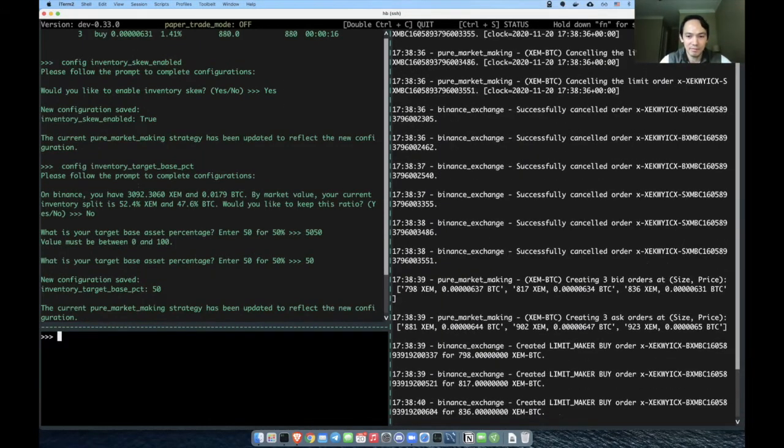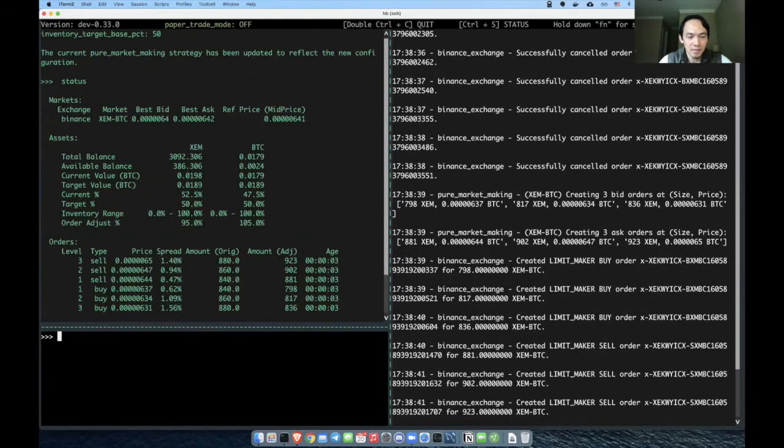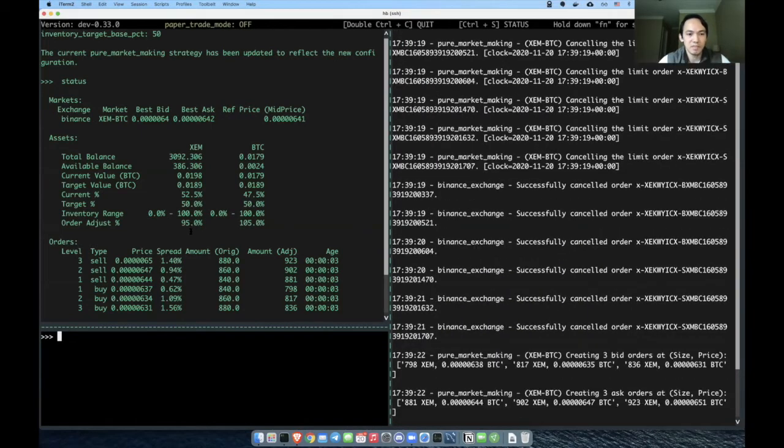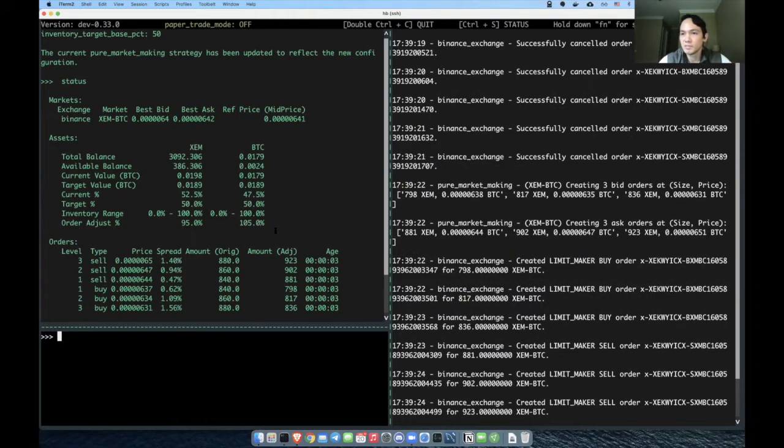Great. If I hit that status again, you can see it's already kicked in. Since I'm slightly overweight in a small amount of ZEM, it has increased the size of my sell orders slightly by this ratio, and decreased the size of my buys. When we input it, the bot was going to create orders of 840. Now my buys are 798 and my sells are 881. And on this filled order adjust field, that's the calculation that says you need to adjust your buy orders to 95% and your sell orders to 105%.